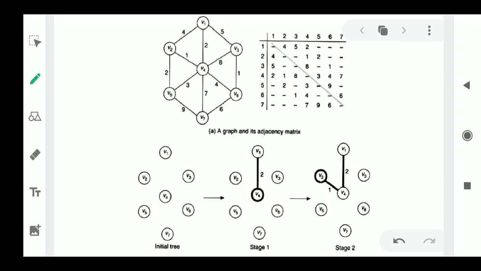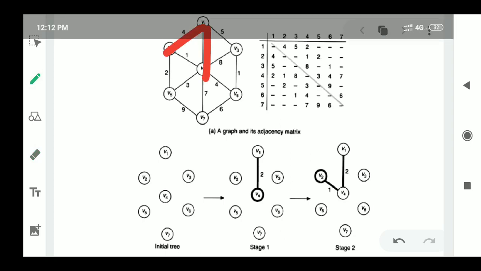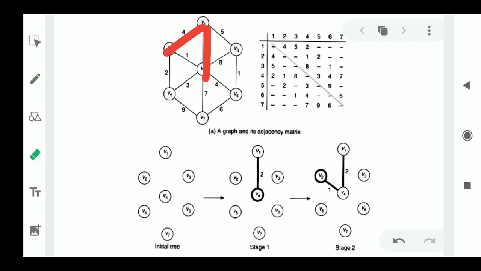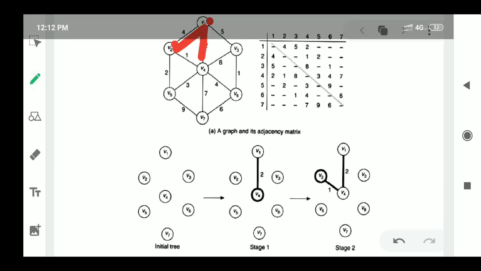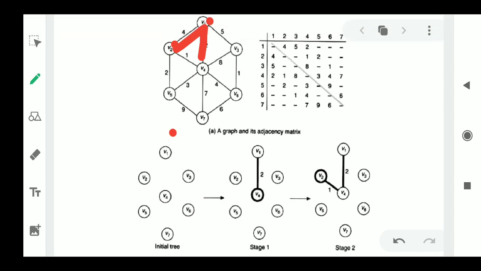And here from V1 we will observe the adjacent ones. Adjacent means those that are directly connected to V1. We will take all the directly connected ones, and among them we will compare which one has the lowest cost weight. Weight in the sense what? Suppose for traveling from V1 to V2 the weight is given as 4. V1 to V4 the weight is given as 2. From V1 to V3 the weight is given as 5. Like that, weights are given.